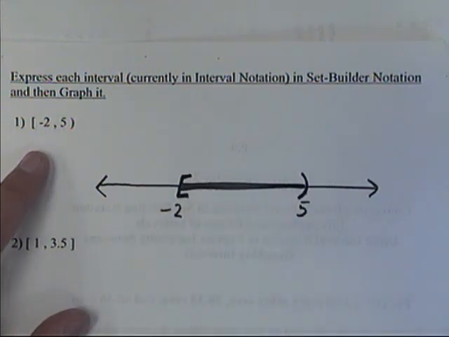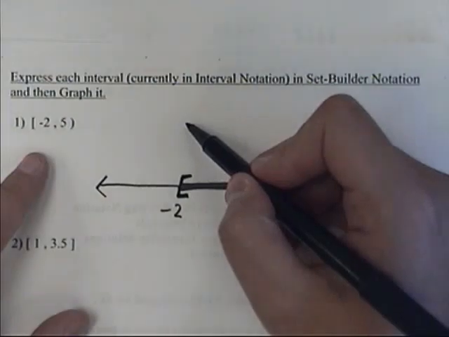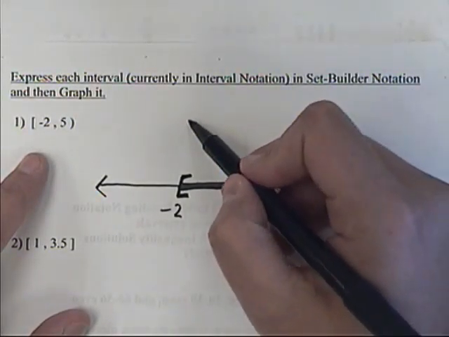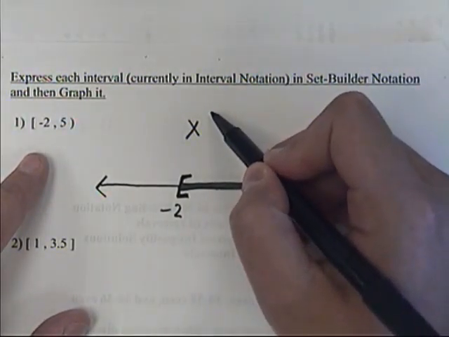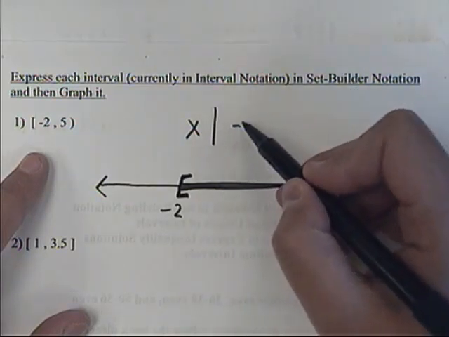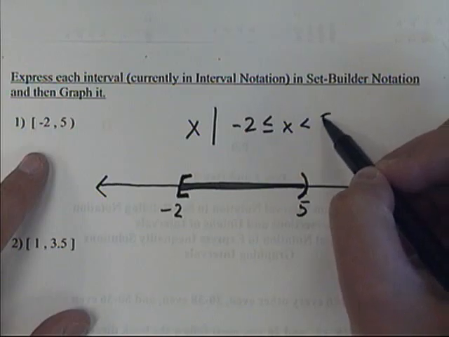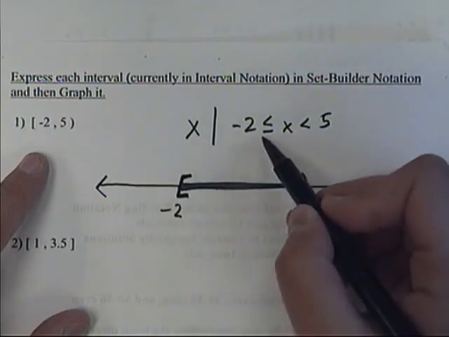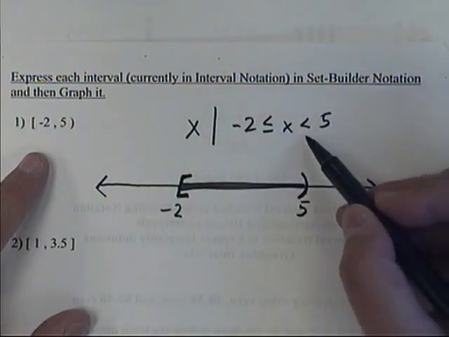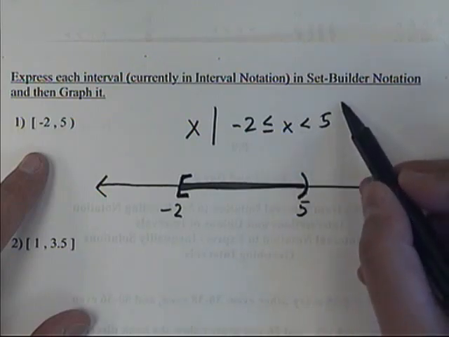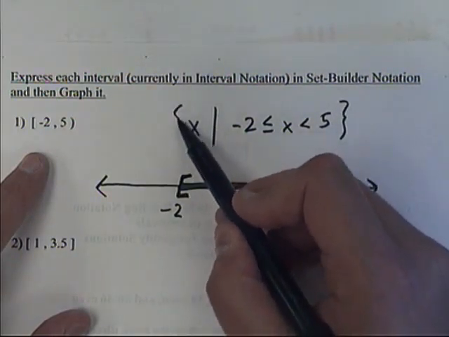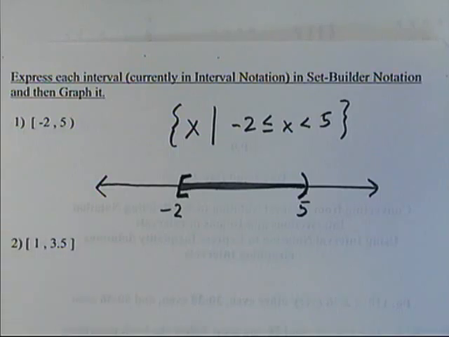So if I want to talk about writing this in set builder notation, I would say all the x's such that -2 is less than or equal to x, which is less than 5. Notice here we have less than or equal to because -2 is included. Here we don't have equal to because 5 is not included. And curly brackets like so.